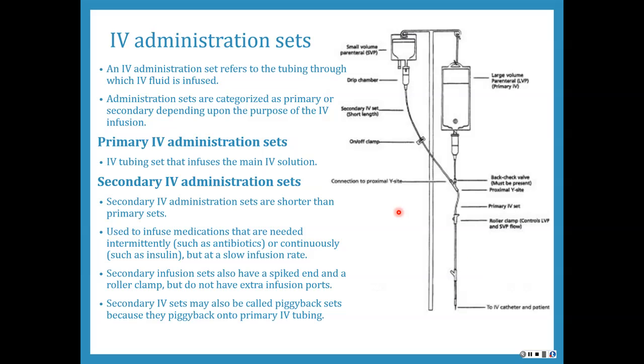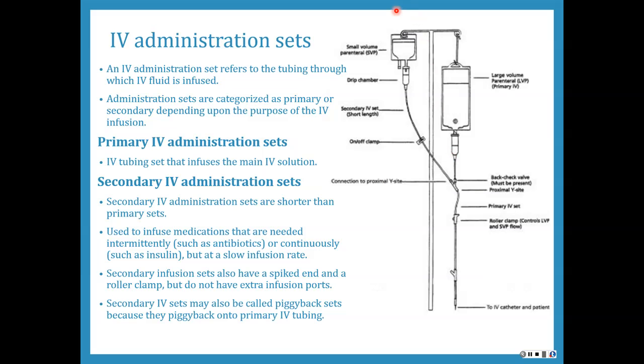When we look at secondary tubing, that is often what we use for those antibiotics that are ordered every 6 or every 8 hours. We use secondary tubing if they're going to receive a one-time run of maybe potassium or something like that.